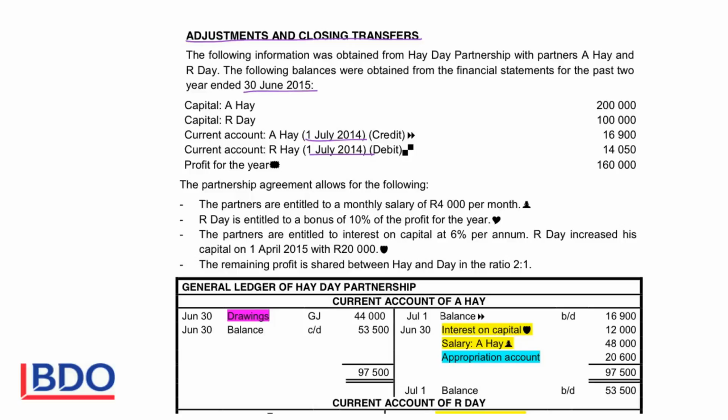The current account of Hay has a credit balance of 16,900 because he did not take all the money that he was entitled to at the end of the previous year. So the business actually owes him the 16,900.